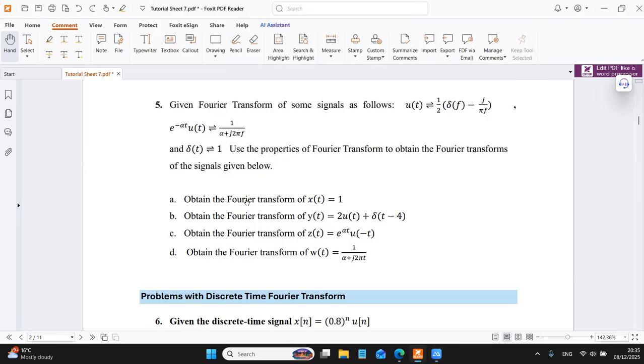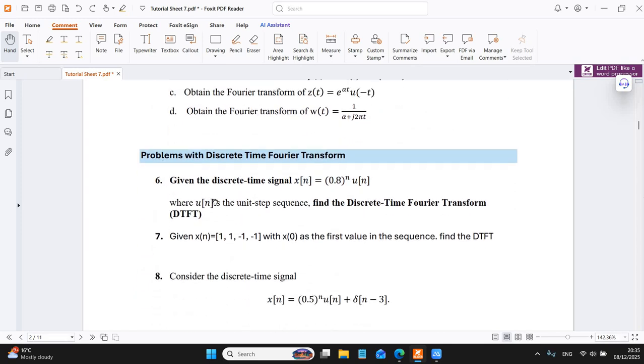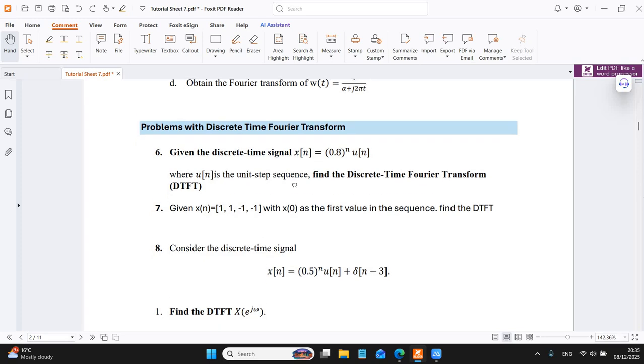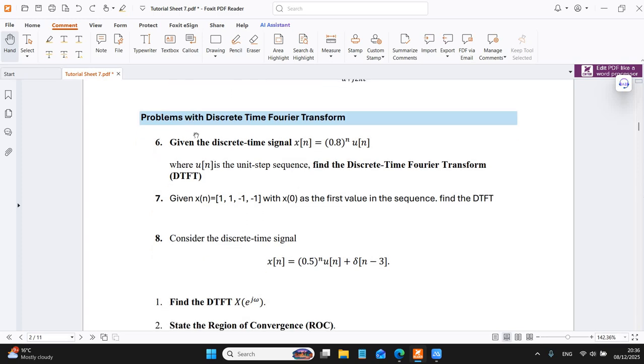So we got the complete solution for question number 5. Next are the problems with the discrete Fourier series. Sorry, discrete time Fourier transform. So we are now going to do the problems related to the discrete time Fourier transform.